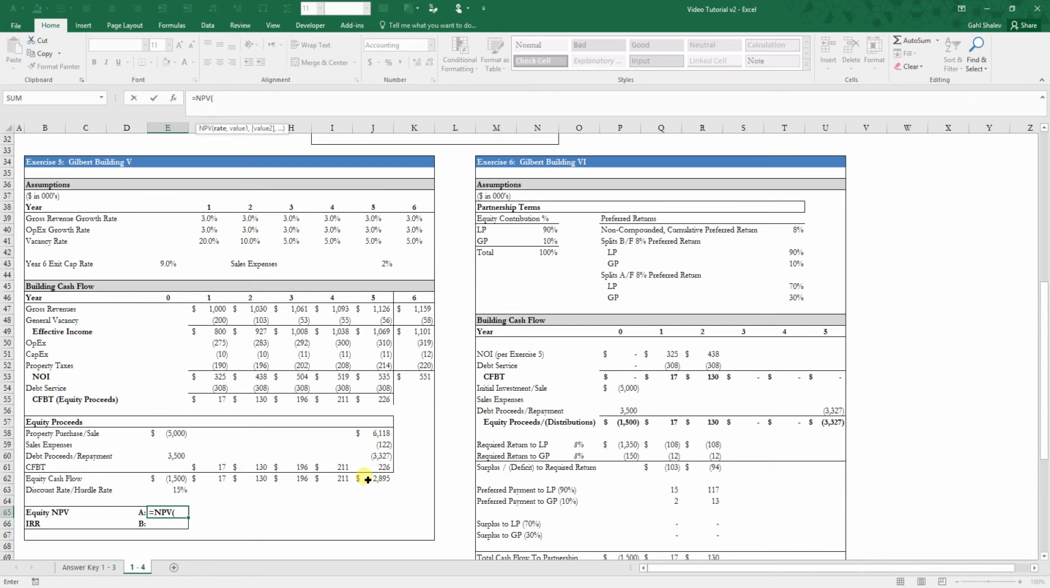Instead, we start with year 1 and then add back year 0 at the end, as those cash flows are not discounted at all. They simply represent day 1 cash investment. So the first input in the NPV formula is the hurdle rate, and then simply the values, starting in year 1. And adding back year 0.